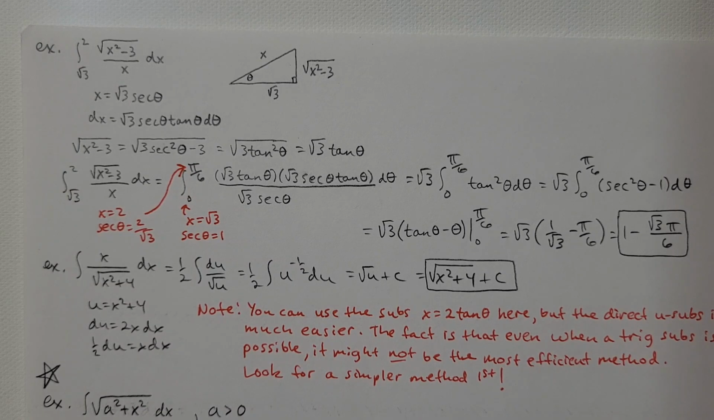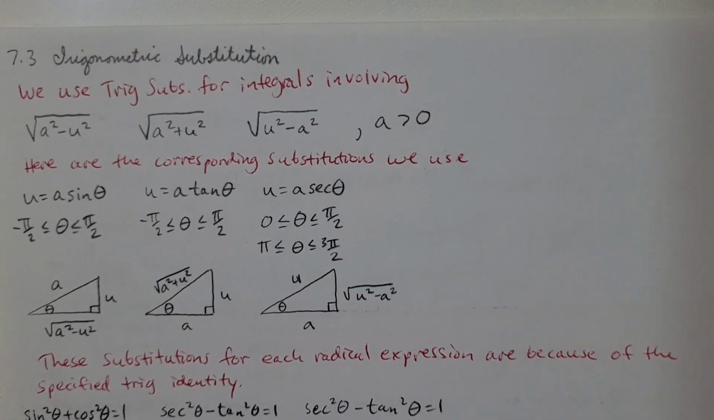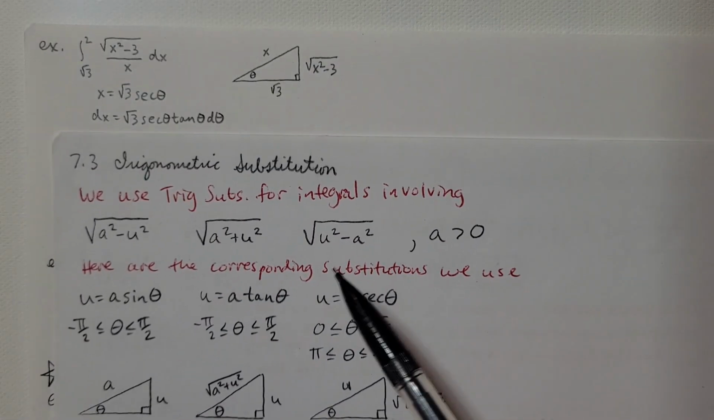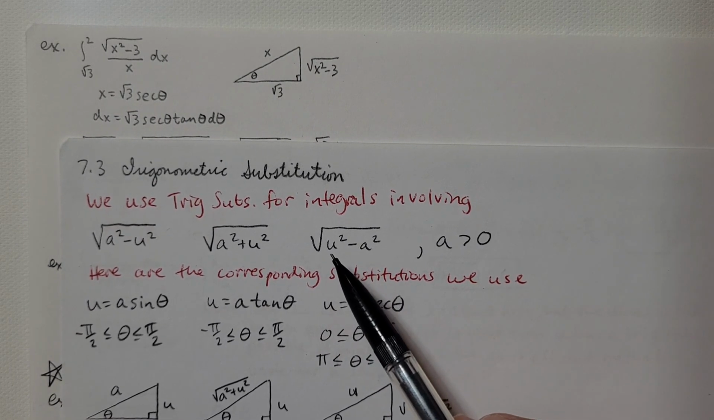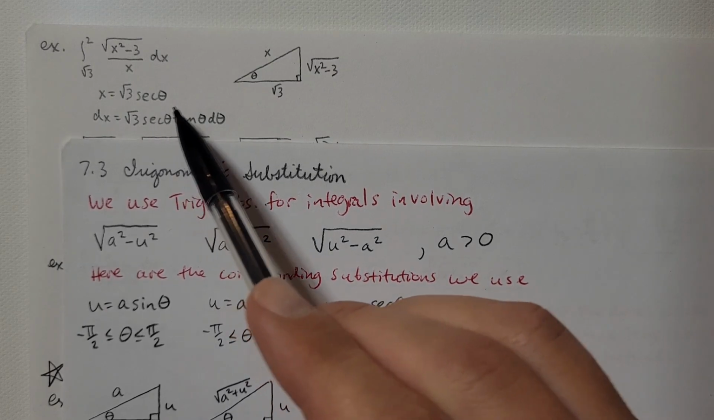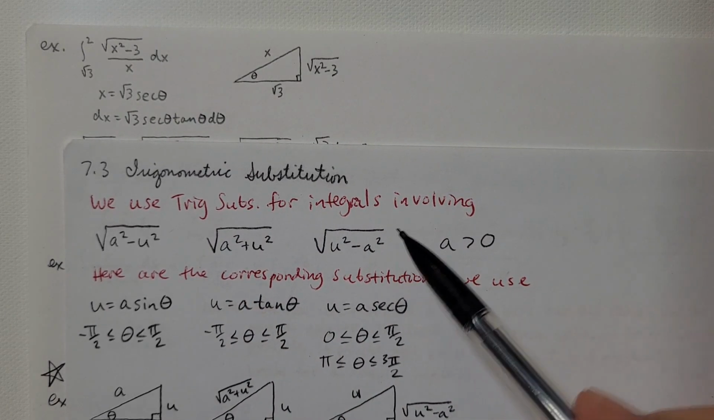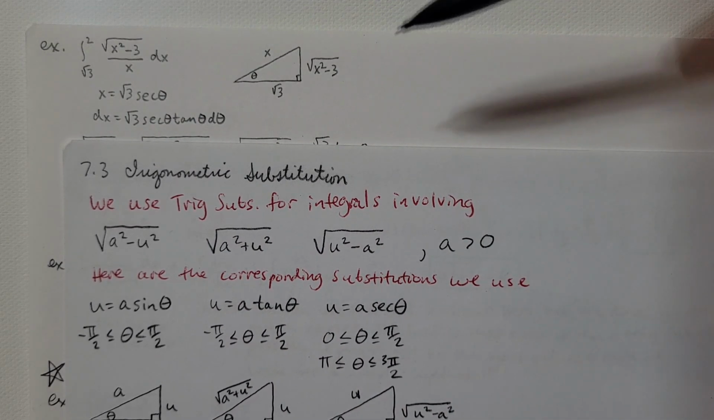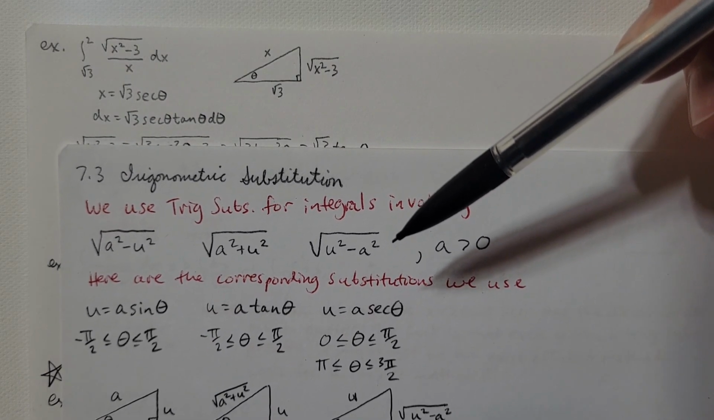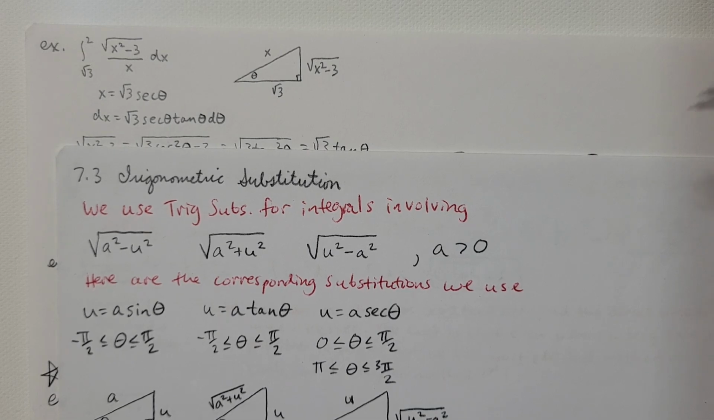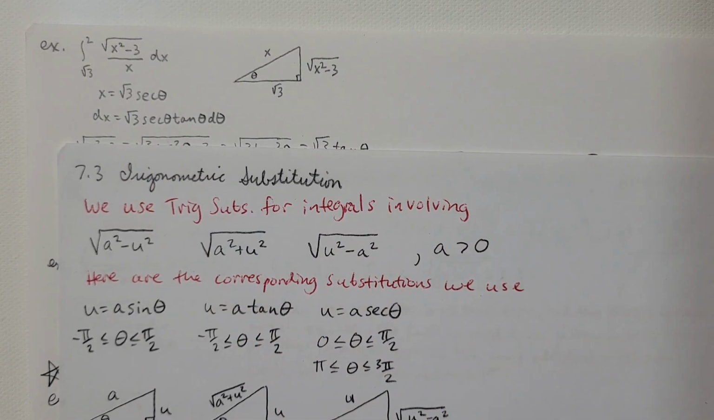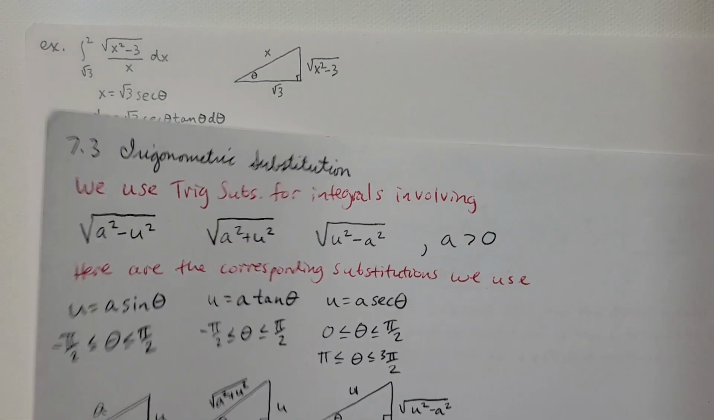Okay, so there's three types of substitutions here, and it looks like this integral is going to involve the square root of u squared minus a squared. A is a number, right? So a would be the square root of 3, because the square root of 3 squared is 3. So x would be equal to root 3 times secant theta, okay?